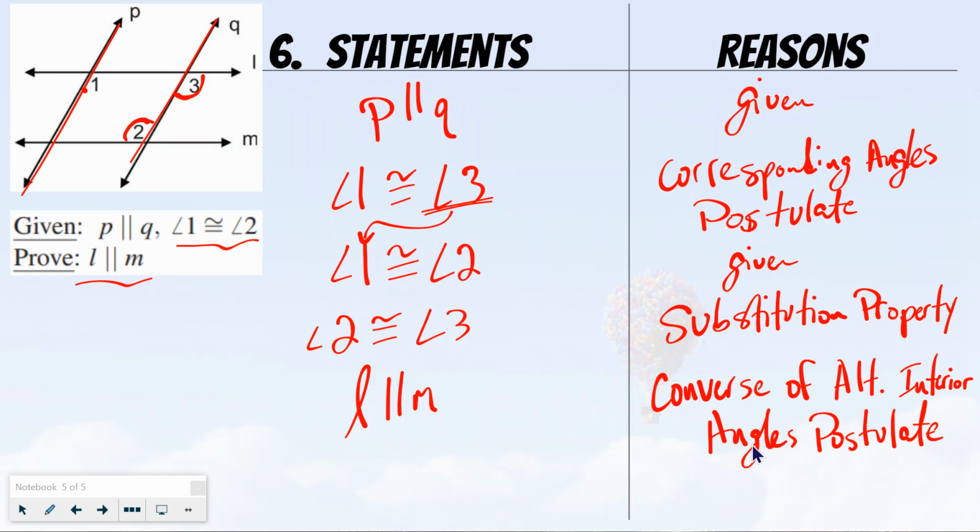So the straightforward alternate interior angles postulate says that if we have parallel lines, then we have congruent alternate interior angles. This, the converse, is saying that if we have those congruent angles, we know that we also have those parallel lines. It just works backwards from the original direction of that conditional statement.